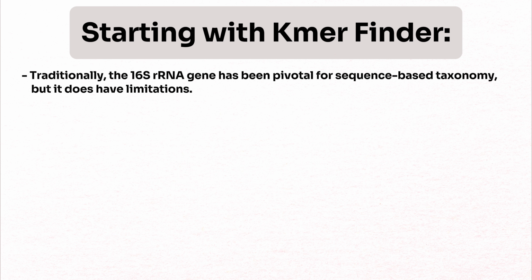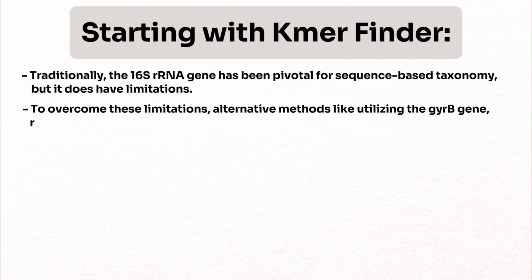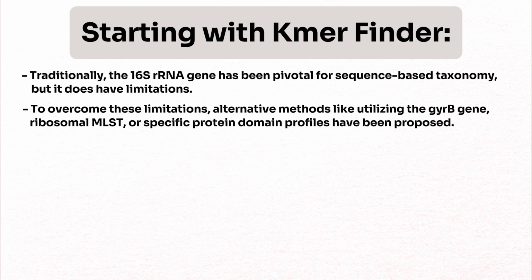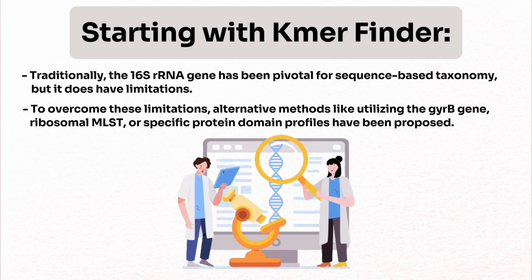When encountering bacterial organisms in our research, a fundamental question arises. What species is it? Traditionally, the 16S rRNA gene has been pivotal for sequence-based taxonomy, but it does have limitations. To overcome these limitations, alternative methods like utilizing the gyrB gene, ribosomal MLST, or specific protein domain profiles have been proposed. However, why limit ourselves to small gene fragments when we have access to the wealth of genetic information provided by whole genome sequencing data?